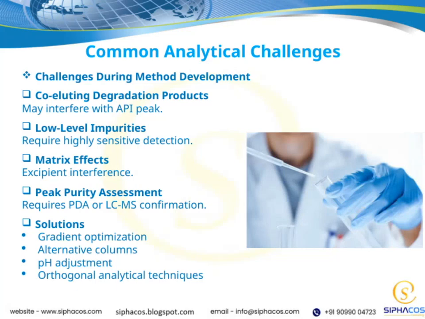When developing analytical methods, we often face a set of common challenges. Co-eluting degradation products can overlap with the main API peak, making it hard to separate them clearly. Detecting low-level impurities demands highly sensitive techniques. Matrix effects, like interference from excipients, complicate the analysis further. Assessing peak purity usually calls for advanced tools like PDA or LC-MS. To tackle these issues, we can optimize gradients, try alternative columns, adjust pH levels, or use orthogonal analytical techniques to get a clearer, more reliable result.